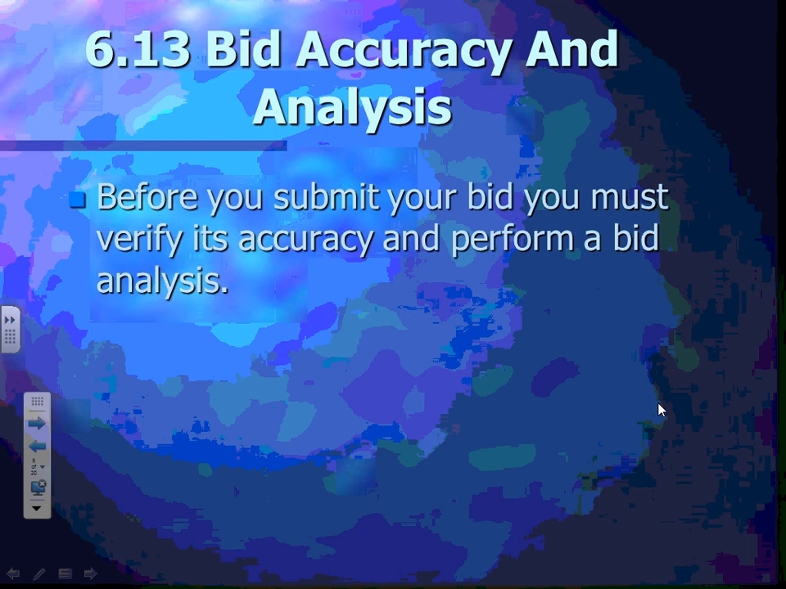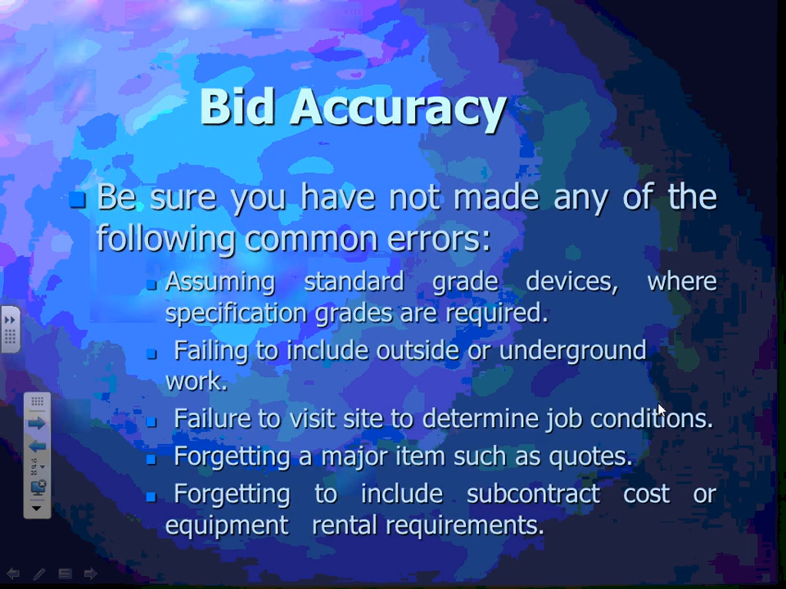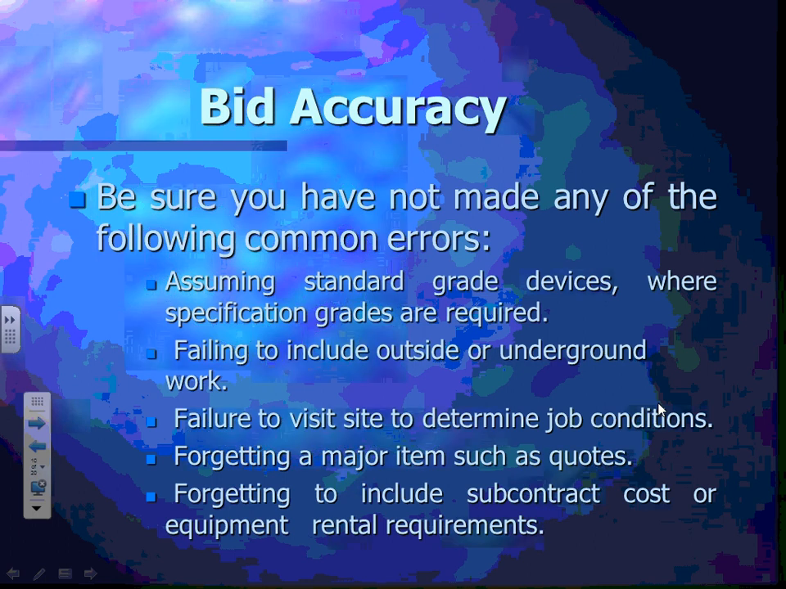Bid accuracy and bid analysis. After you put all this information in, guys, you need to do a bid accuracy check. Here are a couple of things for accuracy you have to pay attention to, guys, and we talked about these: standard grade devices versus spec devices. When we pick the receptacles, Adam, I told you guys to go to spec receptacles and switches, right? That's the most important thing you need to pay attention to.